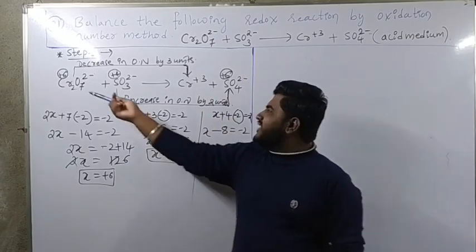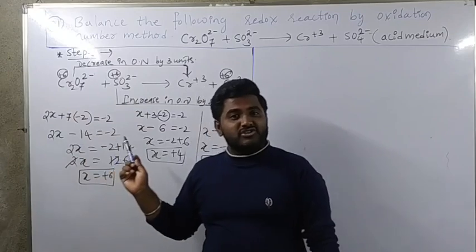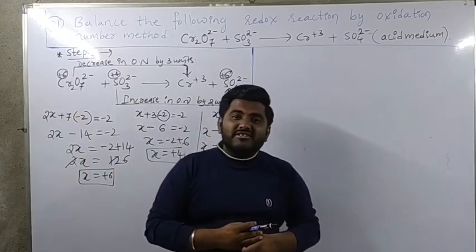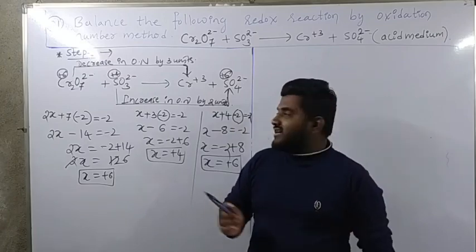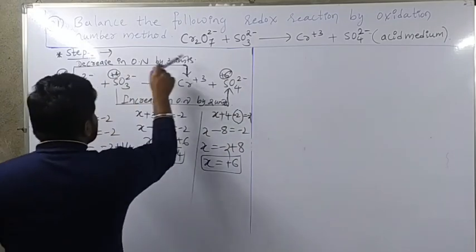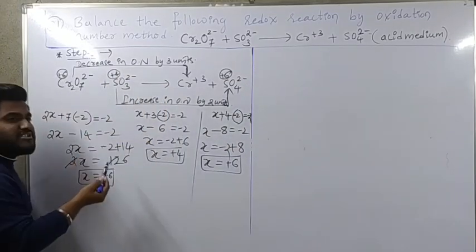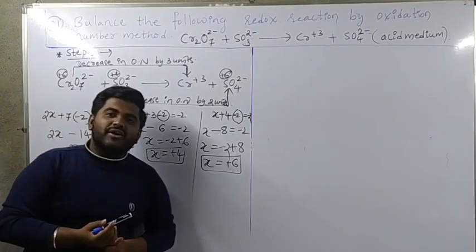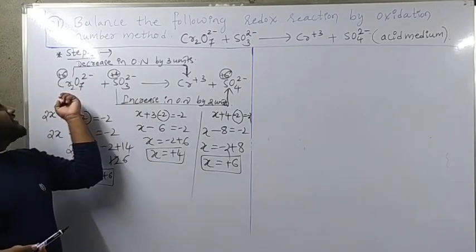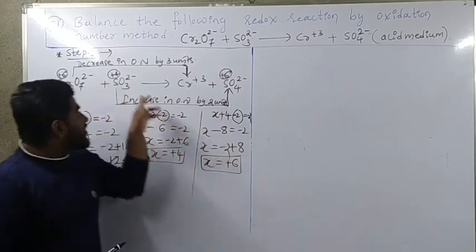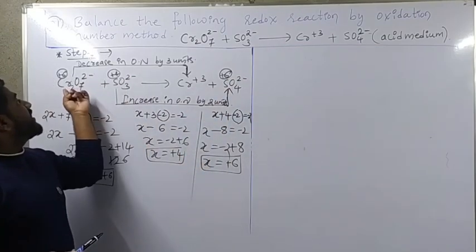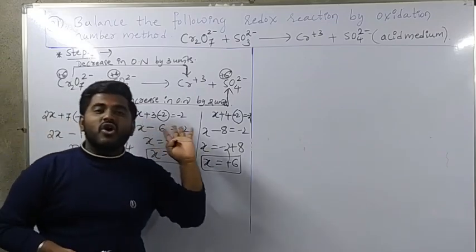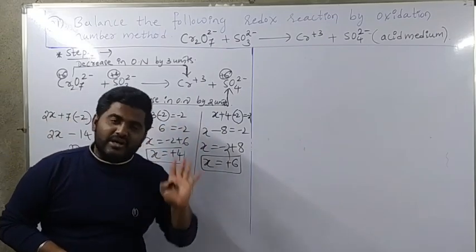Simple as that. Once you understood how to calculate the oxidation number, in the morning class also we have discussed how to calculate oxidation number of different elements in different compounds. Once you got the oxidation number, it is easy to find out which is undergoing oxidation, which is undergoing reduction. The oxidation number is decreased, reduction. Oxidation number is increased, oxidation. So chromium undergoes reduction, sulfur undergoes oxidation. This much you understood.